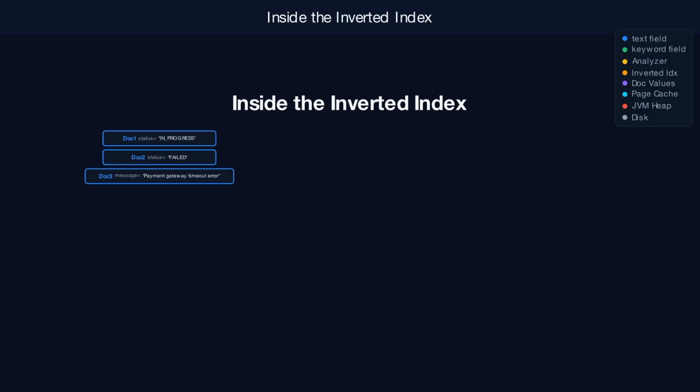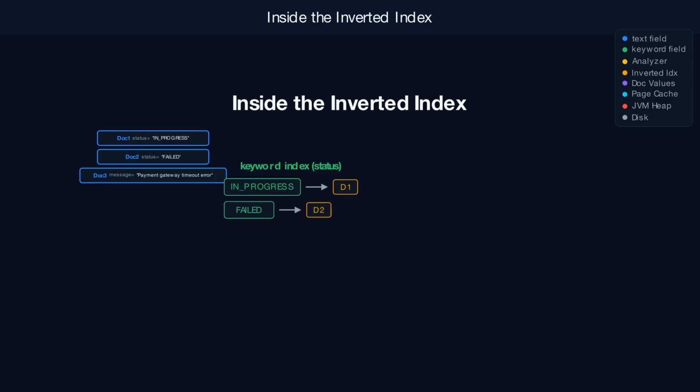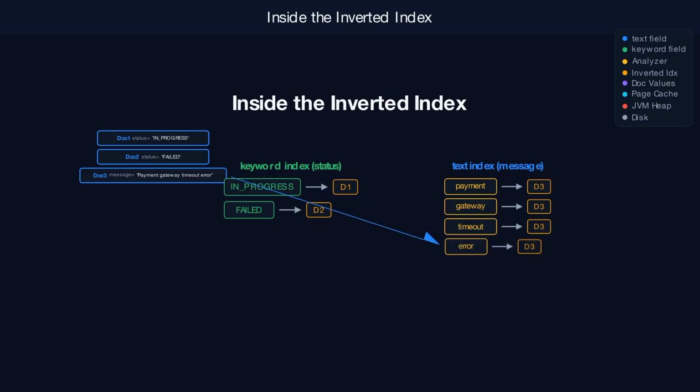Document 1 has a status field set to in_progress. Document 2 has status failed. And document 3 has a message field containing payment gateway timeout error. For the keyword field status, the inverted index stores each exact whole value as one term. So we get the term in_progress pointing to document 1 and the term failed pointing to document 2.